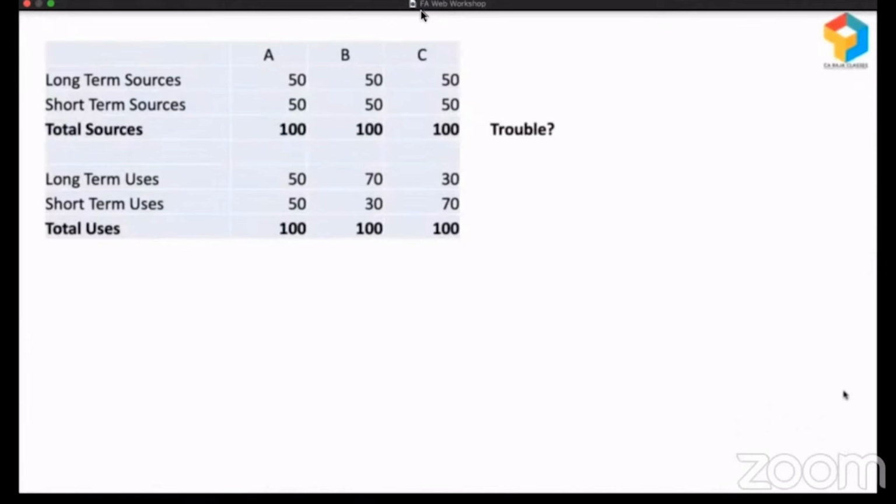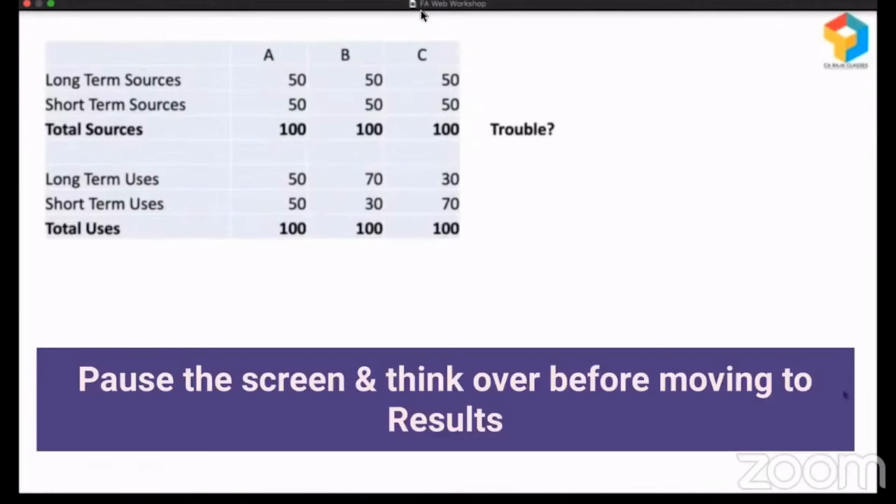Company A, they've raised long-term funds of 50. They've raised short-term funds of 50. So total of 100, of which 50 is used for long-term, 50 is used for short-term. Company B also raised in the same pattern, but of which 70 is used for long-term and only 30 is used for short-term. And C raised in the same pattern, but of which only 30 is used for long-term and 70 is used for short-term. So you have to tell me which company is in trouble.